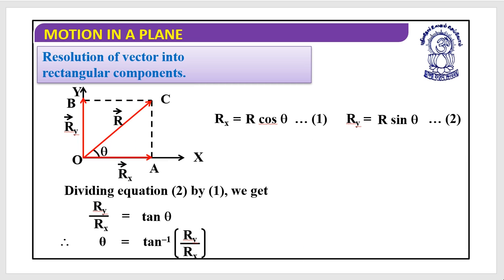So this is the thing: Rx is equal to R cos theta, Ry is equal to R sin theta. If I want to find the angle, then you must know that this is Ry, this was the angle theta, and tan theta is equal to Ry divided by Rx. So this theta is equal to tan inverse of Ry by Rx. Is it clear? Can it be done by you?